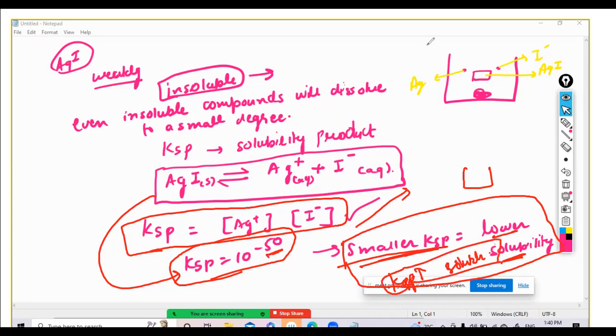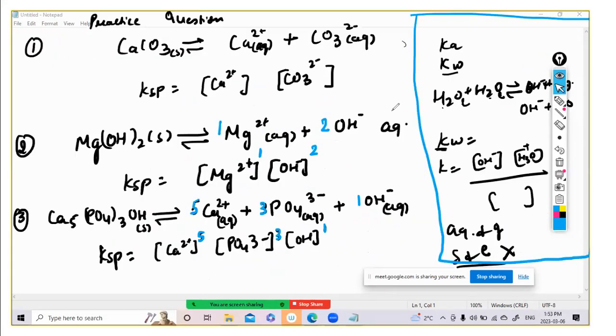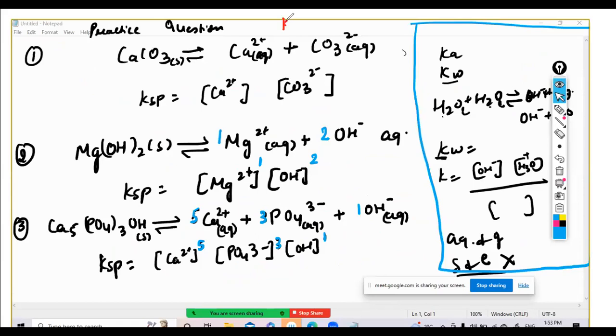Now moving on, let us go ahead and do some questions here, and let's try to write some KSP expressions. Let's learn how to write the KSP expressions for some equilibrium reactions.